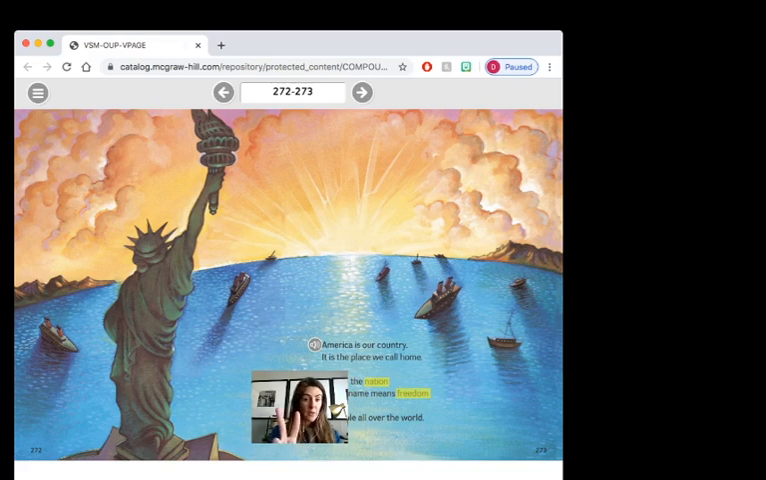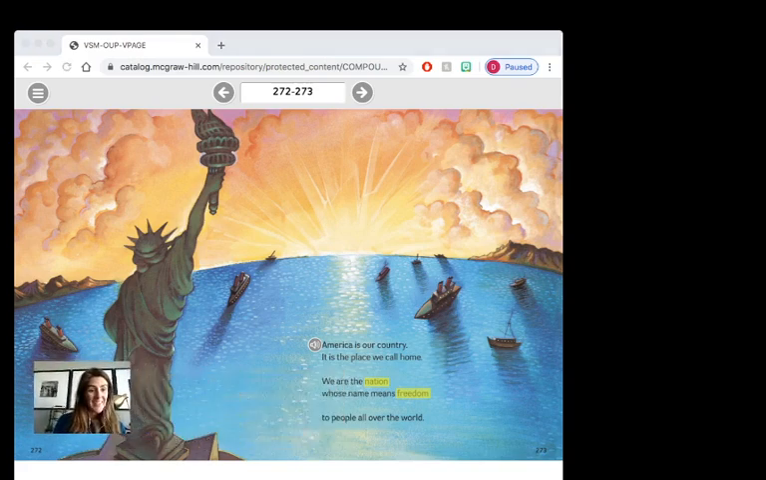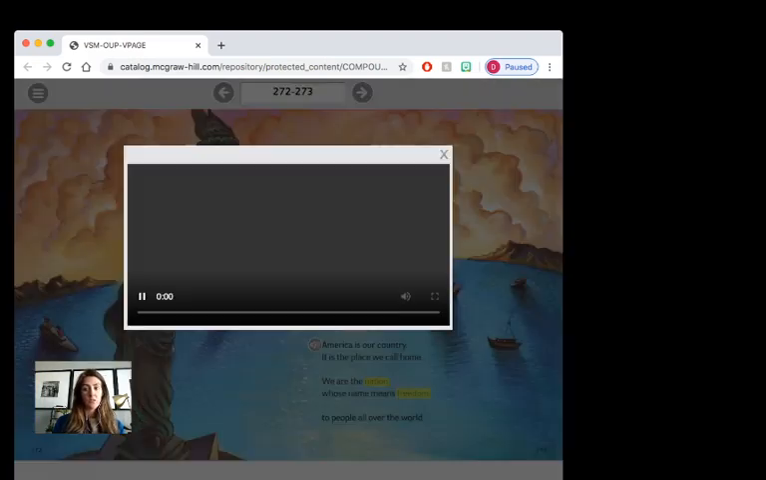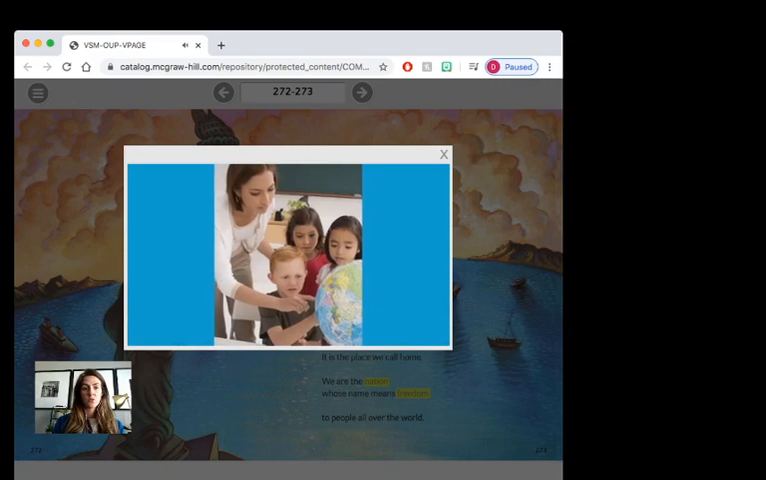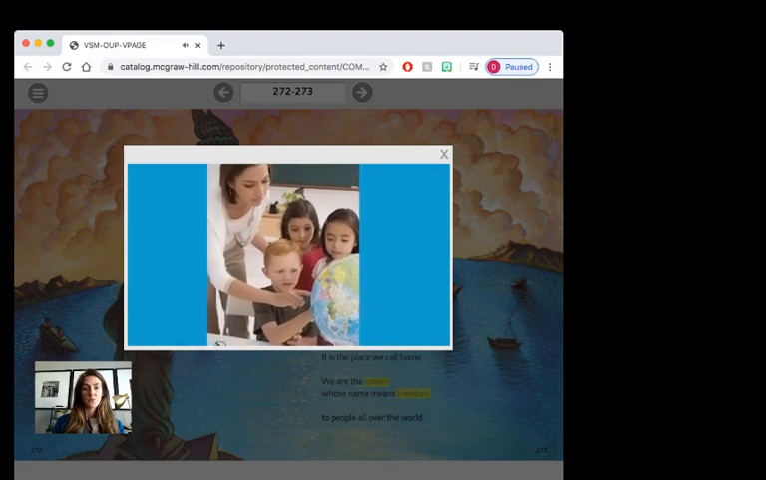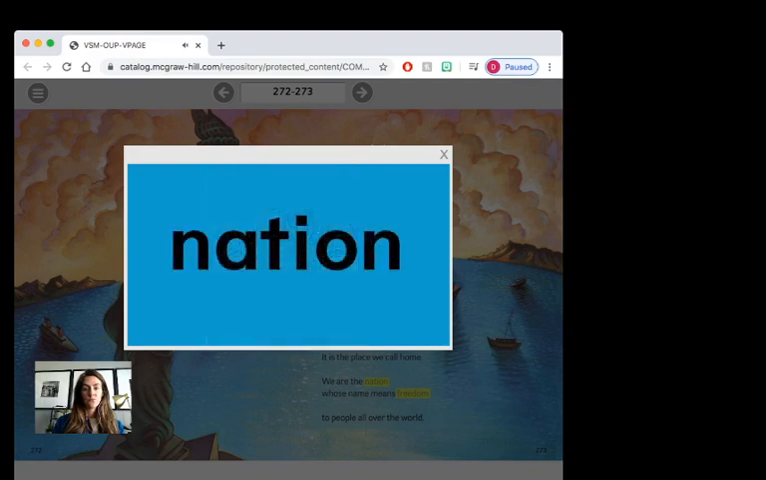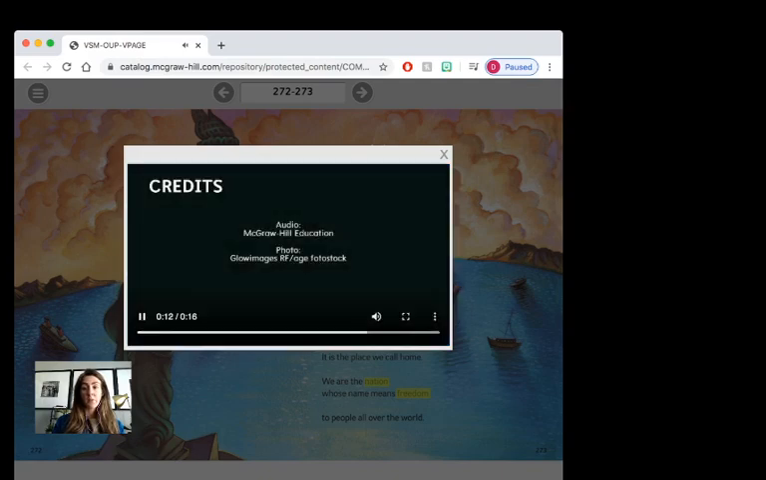So we have two vocabulary words that you can see here. We have nation and we have freedom. Okay? We are the nation whose name means freedom. So let's look at nation first. Nation, an area of land that is controlled by its own government. I would like to visit the nation of Egypt to see the pyramids. Nation. So a separate government. Very good.